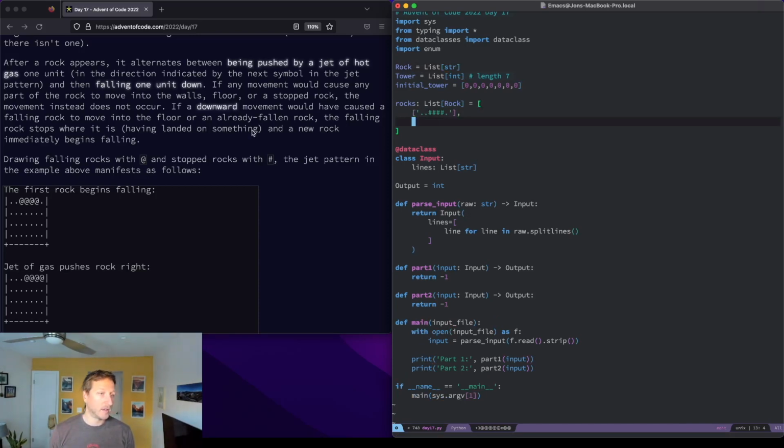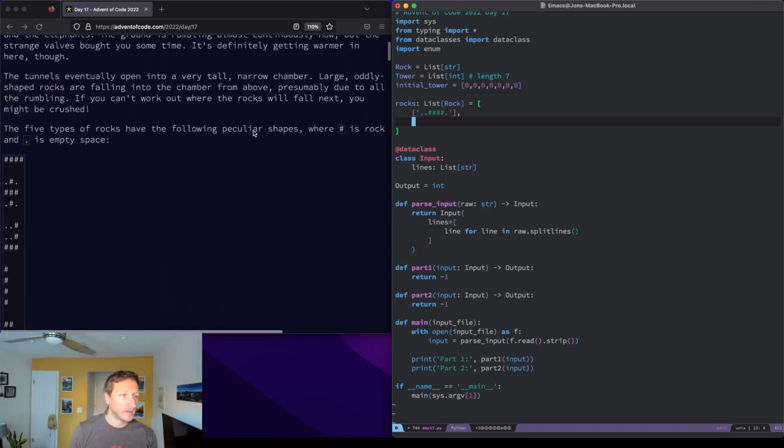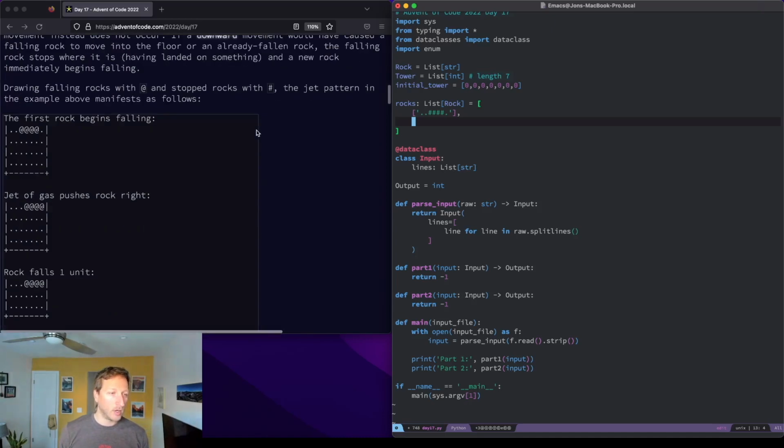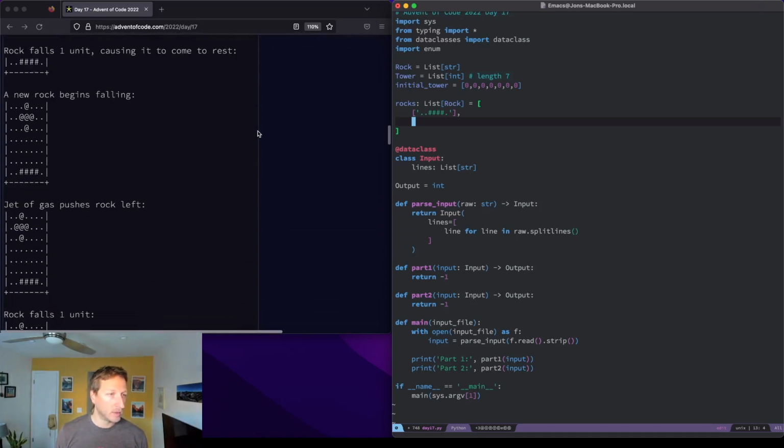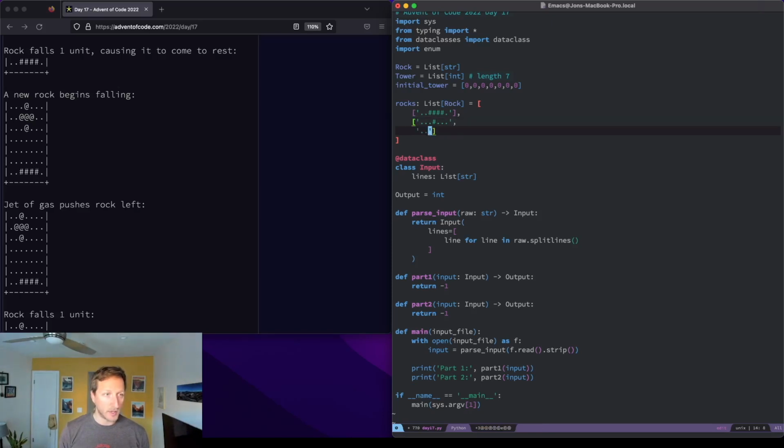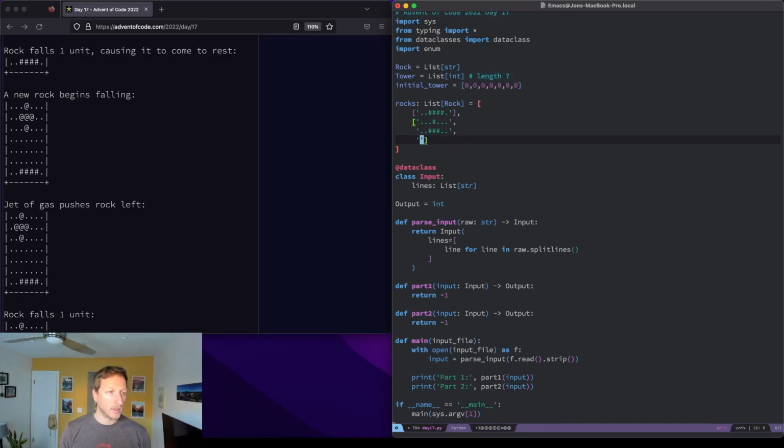And then the second one is directly centered, so it's dot, dot, dot, pound, dot, dot, dot, and dot, dot, pound, pound, pound, dot, dot, dot, dot, dot, pound, dot, dot, dot.